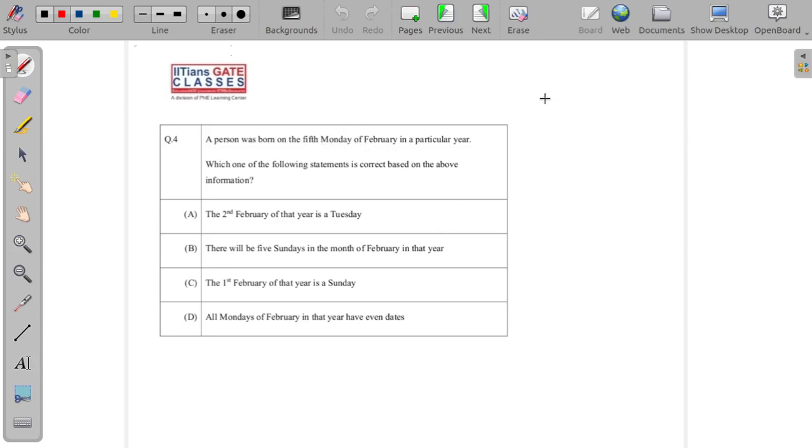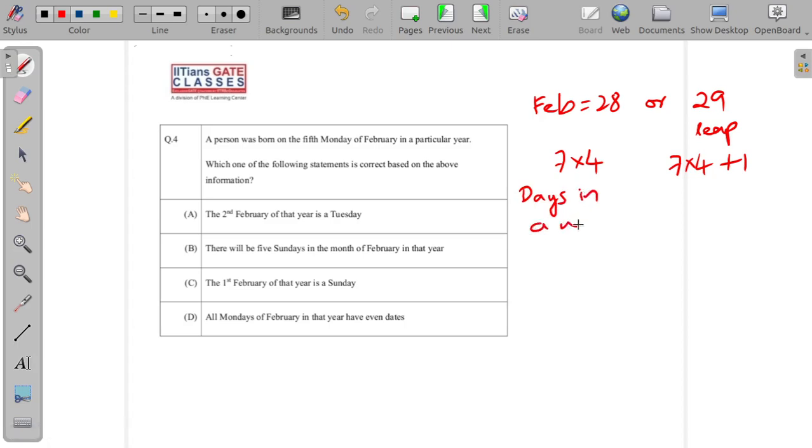See, when we take February, it can either have 28 days or 29 days. Right? For leap year, it is 29. When it is 28 days, we can write it as 7 into 4. And 29 will be 7 into 4 plus 1. This 7 is the number of days in a week. So it can arrange itself, I'd say, neatly.